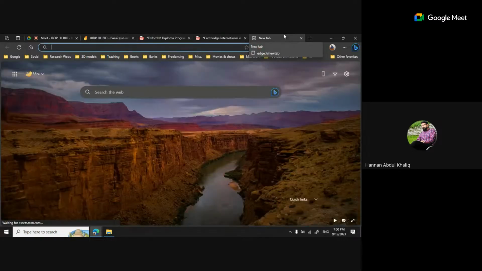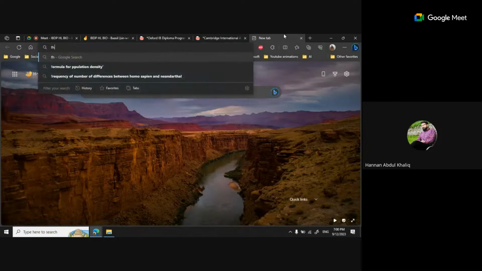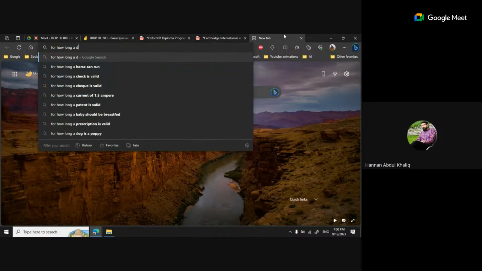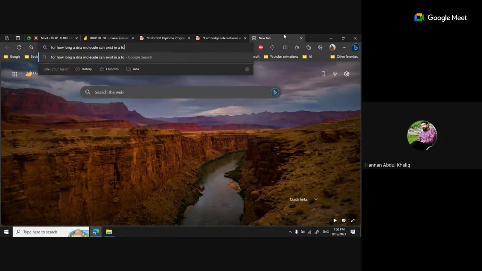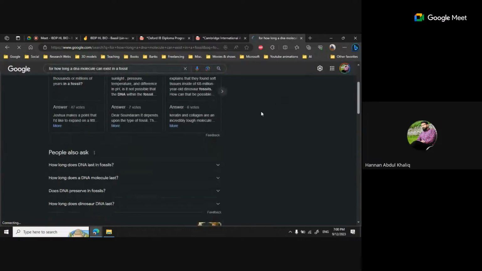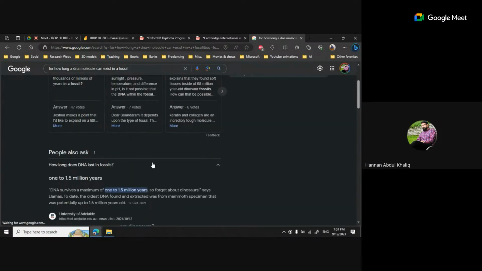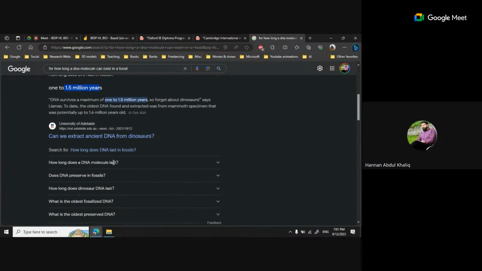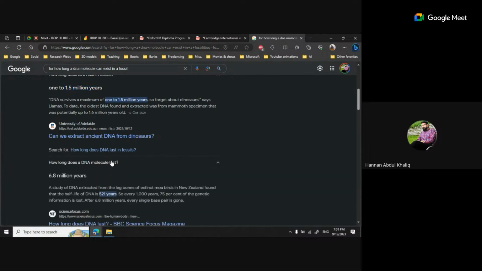For how long can a DNA molecule exist in a fossil? How long does DNA last in fossils? Okay, 1.5 million years. No, my analysis was too low. 1 to 1.5 million. Wait up. How long does a DNA molecule last?